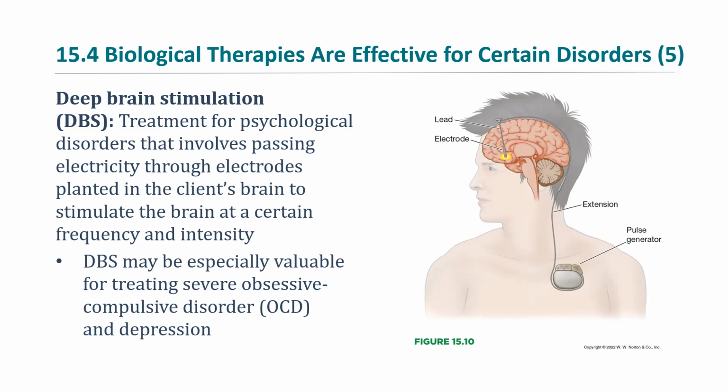So a little device just gets surgically implanted in your brain, and you have a little pulse generator that sends pulses to that part of the brain just to keep stimulating it. Okay, and that will conclude learning objective 6.